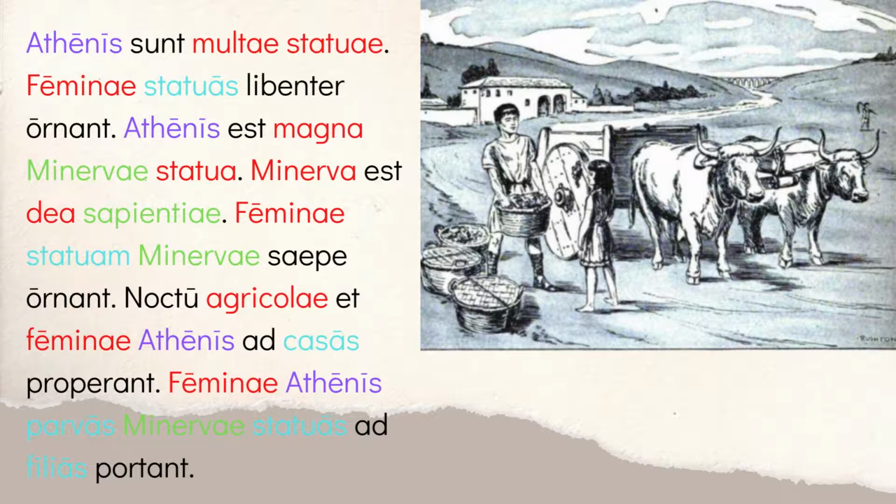Minervae here has to be genitive. It's a statue of Minerva, right? In ancient Greek, she's called Athena. So Minerva is just the Latinized version of it, which makes sense because Athens is her city. So there's a large statue of Minerva.